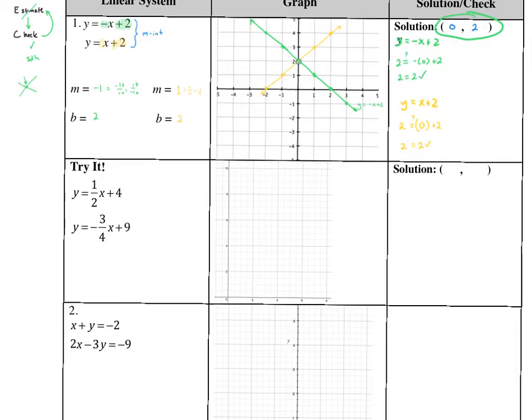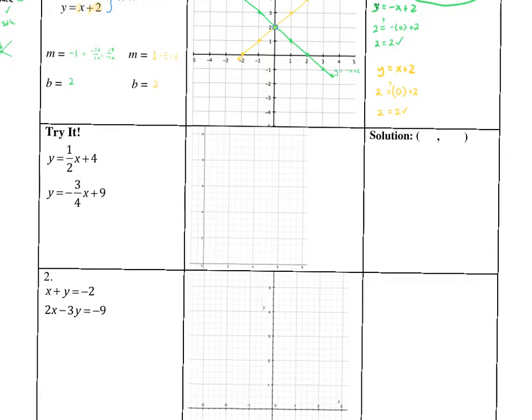All right, take a moment now to attack this one. Ready, set, go. And then, of course, the solution here is not (6, 4), but (4, 6). And the check would work out.